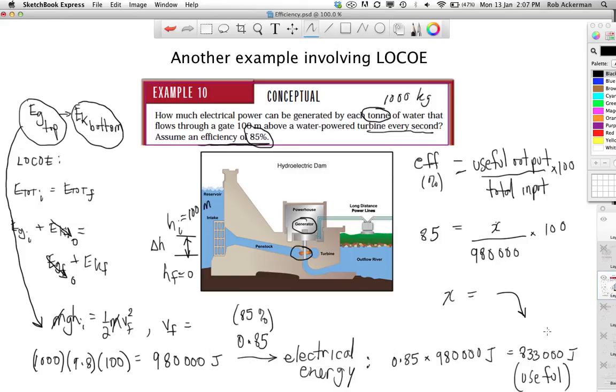Of course, don't forget to sig fig this correctly. I think we're looking at 2 sig figs, 3 sig figs. Here it's hard to tell how many sig figs they mean by a ton, so let's call it 2 sig figs, 8.3 by 10 to the 5 joules. All right, so there's an example using the law of conservation of energy and efficiency.